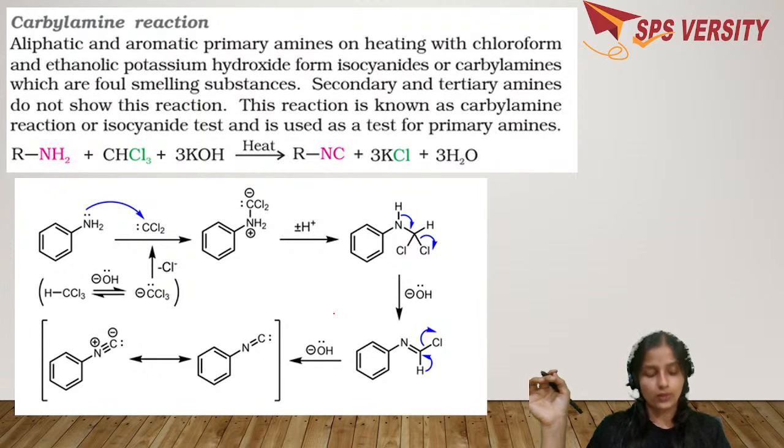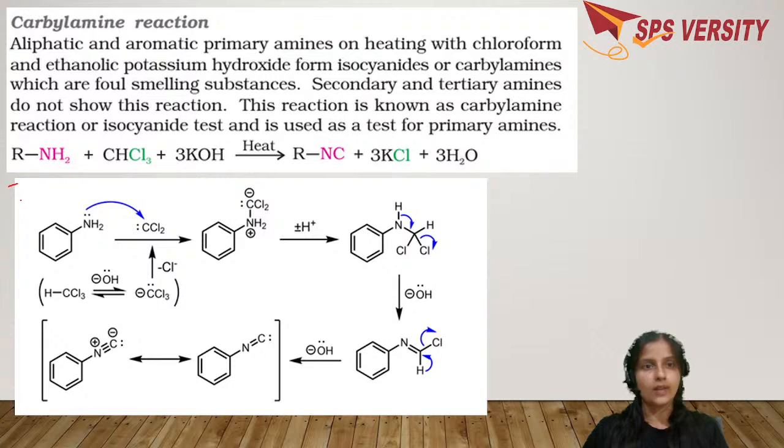Then we are going to go for the carbylamine reaction. Whenever we say the carbylamine reaction, this is called the carbylamine reaction. The end product is isocyanide, which is also called carbylamine. Cyanide is RCN, isocyanide is RNC.